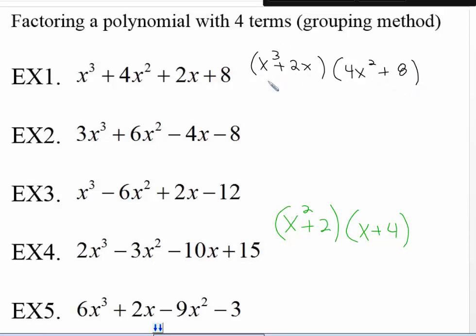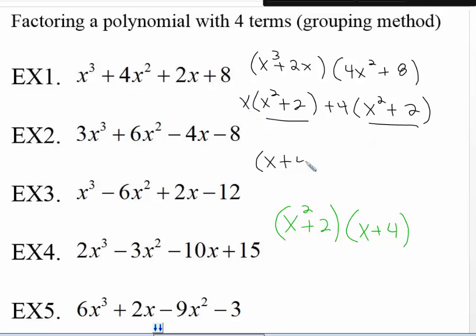So what would we take out from here? We would take out an x, and we'd end up with x squared plus 2. What would we take out from here? A positive 4. We'd end up with x squared plus 2. These are the same, and they have to be, so we're on the right track. What's our answer going to be? We take the GCFs, x plus 4, group them together, and the binomial that repeats, we write one time. You notice we get the same answer, just in a different order, but it means the same thing.